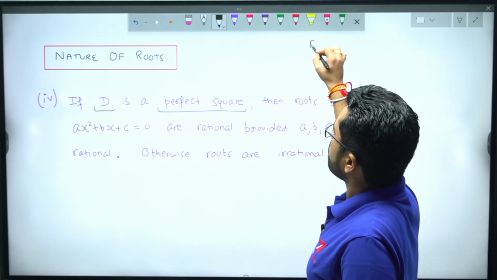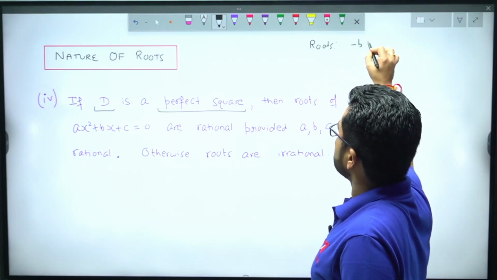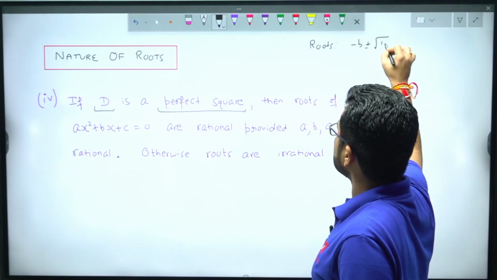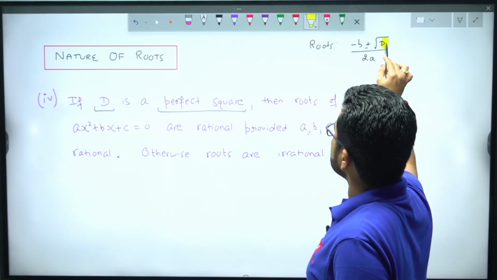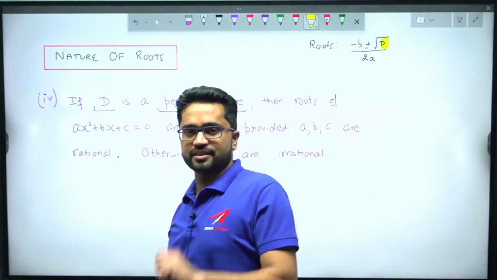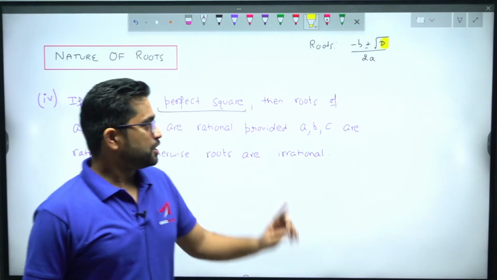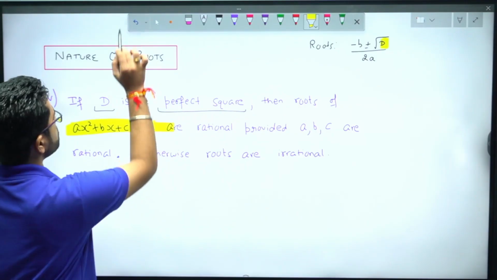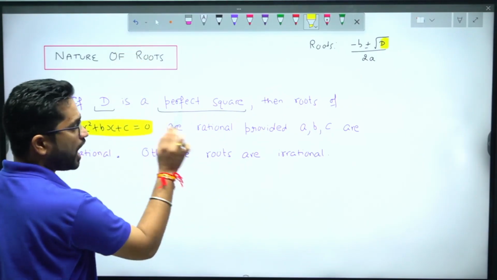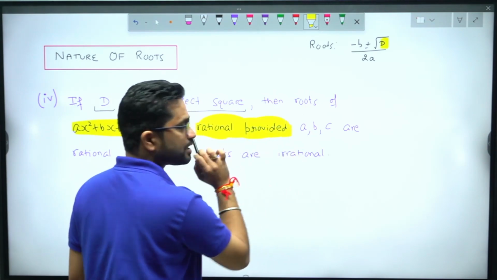What are the roots of any quadratic equation? How do we write? What is the quadratic formula? Minus b plus minus root D by 2a. So guys, they are saying if the quantity under the root is a perfect square, then the root and the square will cancel. So in this case, the roots of this particular quadratic equation are rational. I repeat, rational.